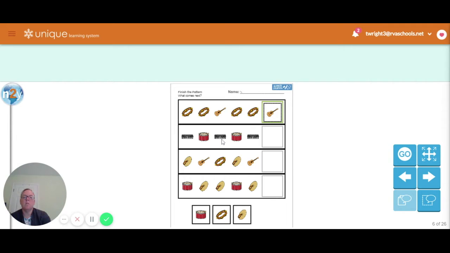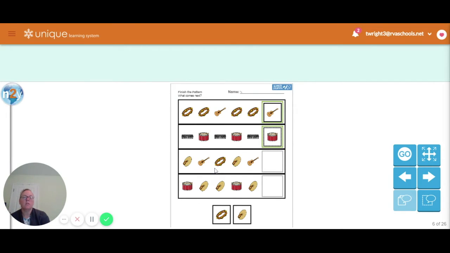Keyboard, drum, keyboard, drum, keyboard. What comes next? Let's hear them say it. Keyboard, drum, keyboard, drum, keyboard. What comes next? Point to it down here. If you pointed to the drum, you are right. It's how you make different patterns.